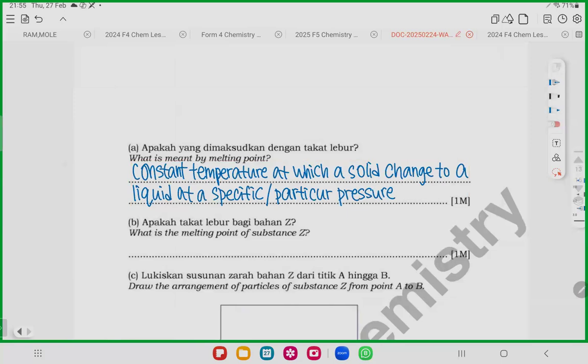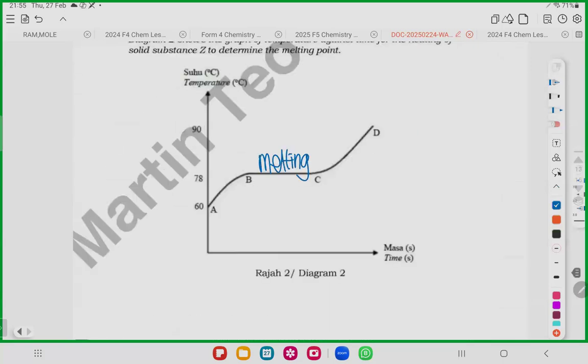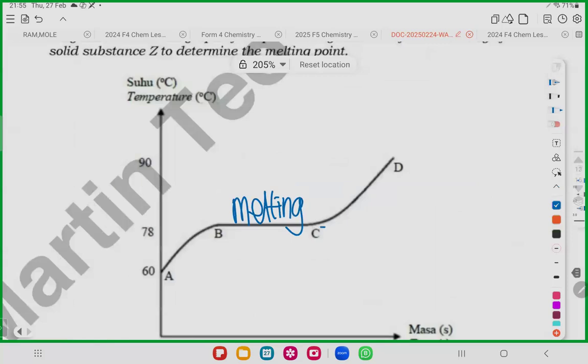Okay, that's all. What is the melting point for the substance Z? So everyone, how to do it? Melting always happens on the horizontal line. So they want melting point. Melting point is the temperature. What is the temperature that you melt? So melting, go here. What's the temperature? 78.